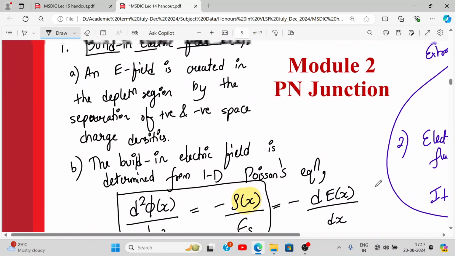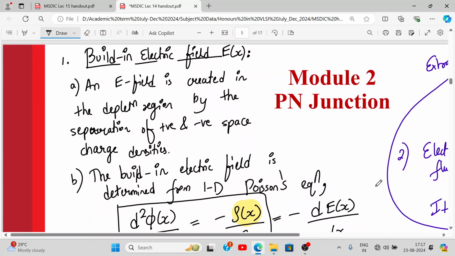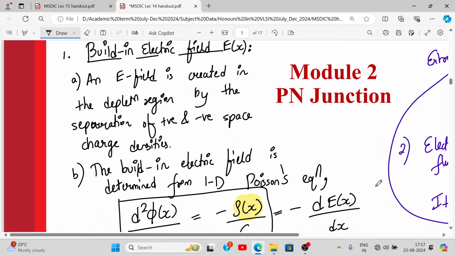Don't write it right now. You can cover it later. I'm not revising it. So we are deriving the formula for the electric field. So the electric field is created in the depletion region by the separation of positive and negative space charge densities. Because you have a positive and a negative charge, there will be an electric field present.